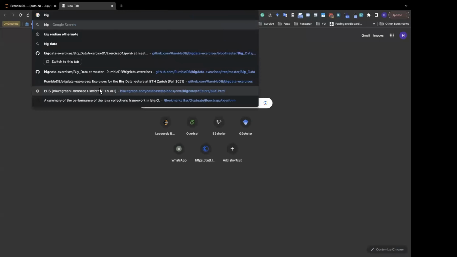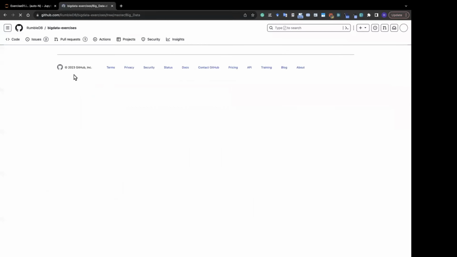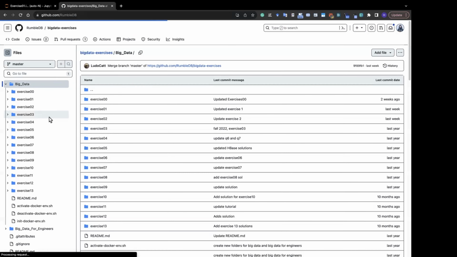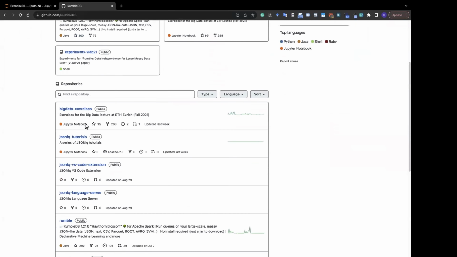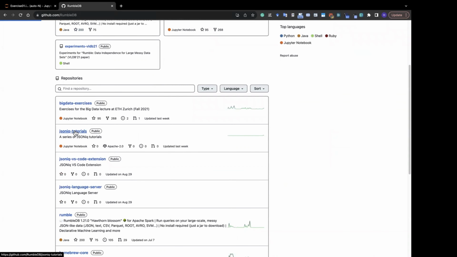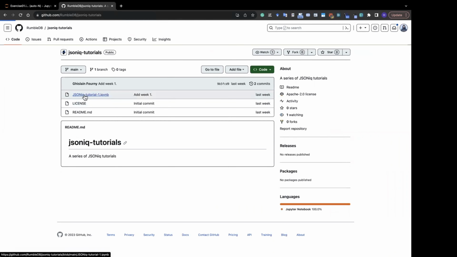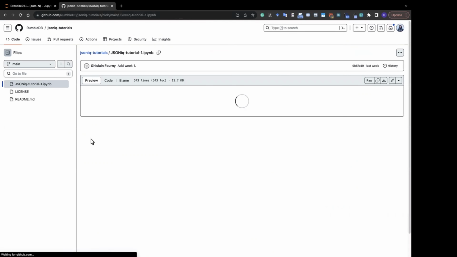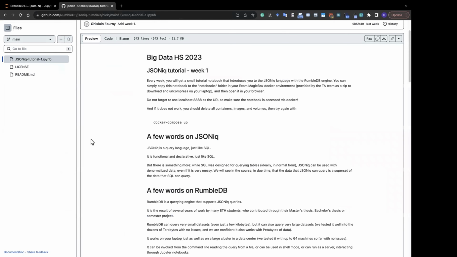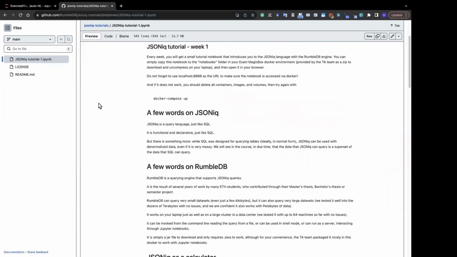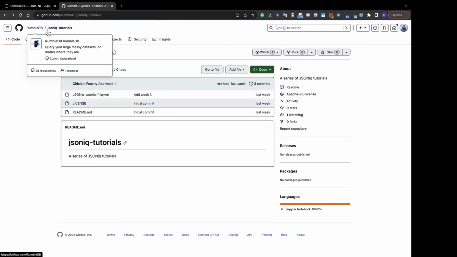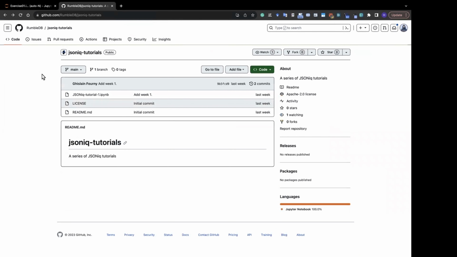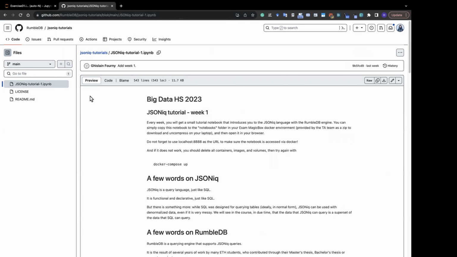Let me check big data. So you should have access to the JSONiq tutorial. This week, the JSONiq tutorial is very simple. You go to RumbleDB, the official repository, and you can access the week 1 tutorial notebook. I recommend going through it because this week is pretty simple.